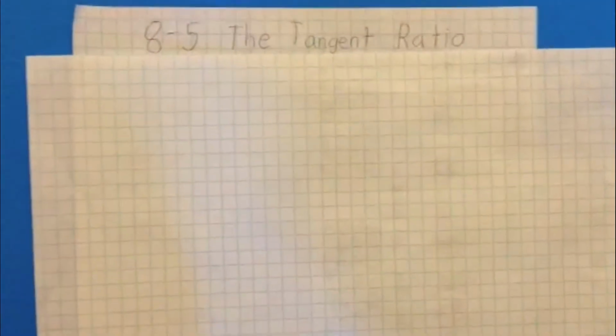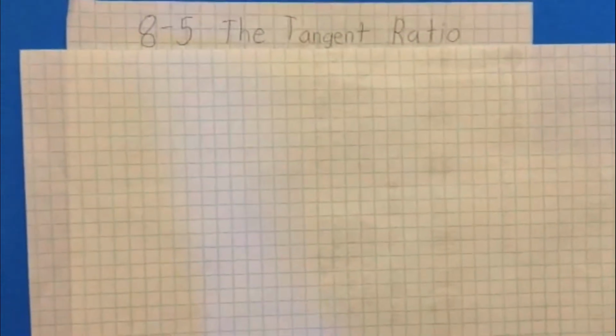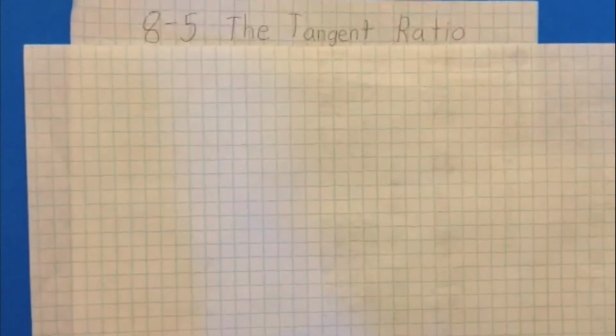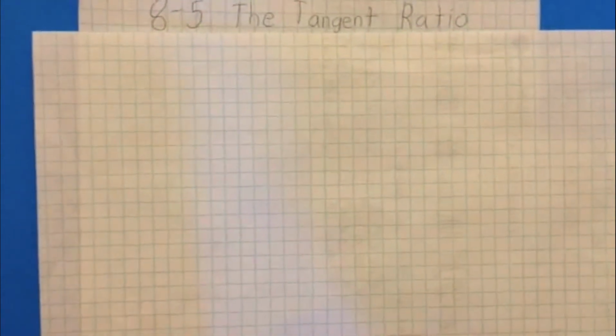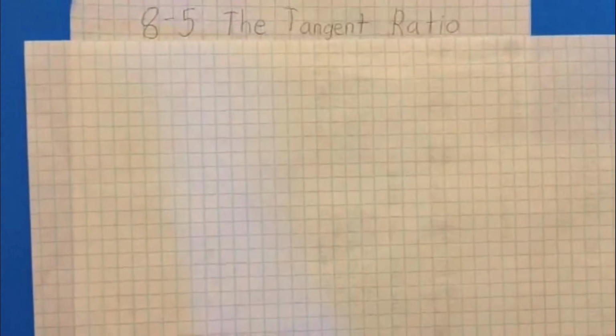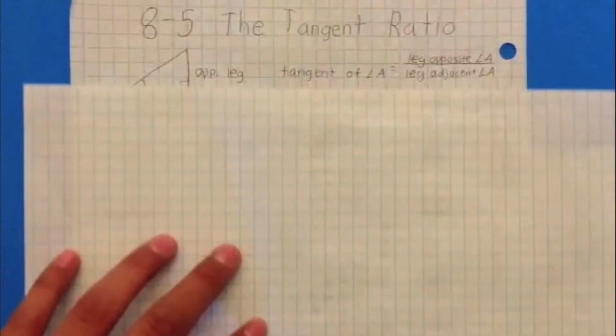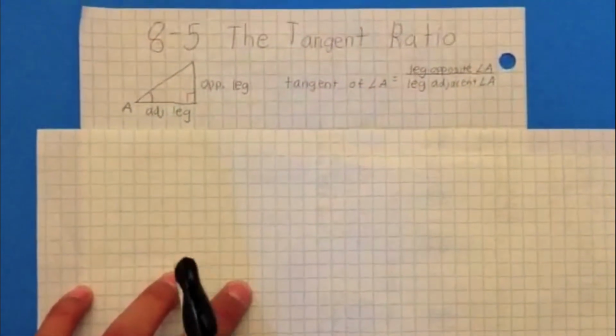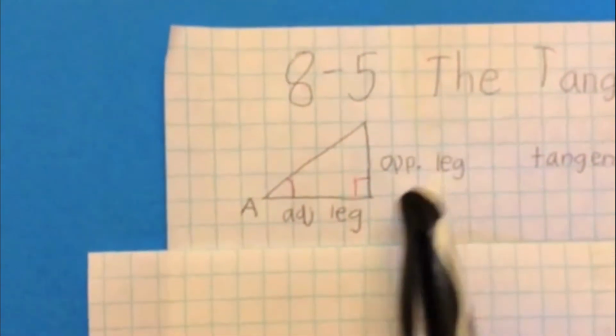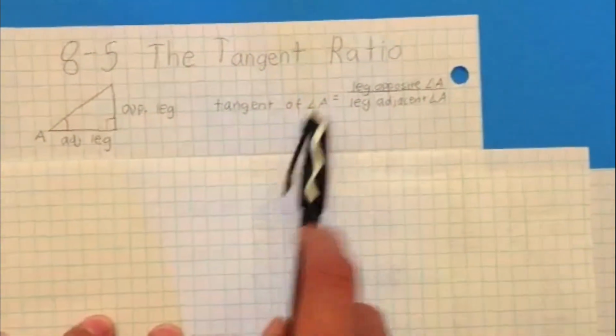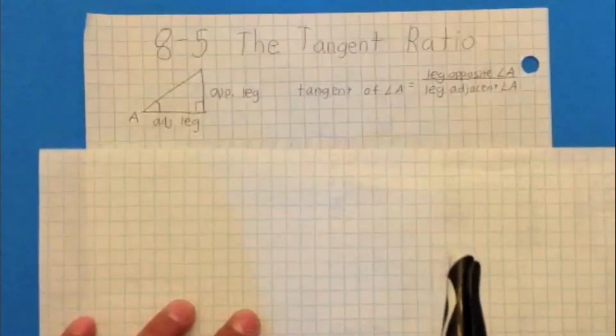Yay! Alright class, let's go on to chapter 8.5, the tangent ratio. The tangent ratio is the opposite over adjacent leg. As you can see in this triangle, the tangent of angle A is the leg opposite over the leg adjacent, as you can see from right here. Now that you know this, let's try an example out.